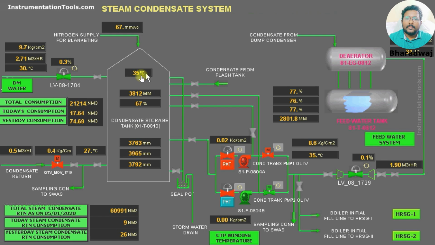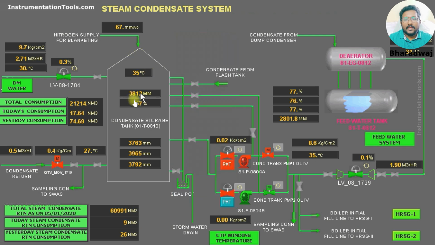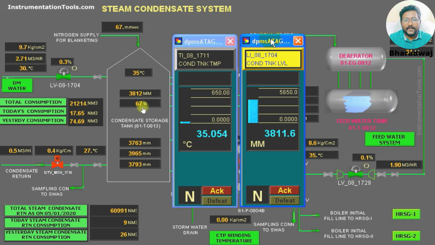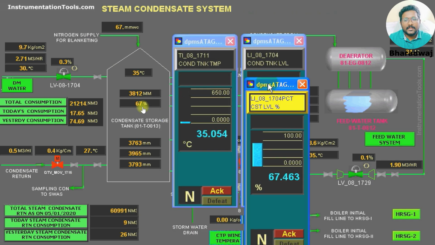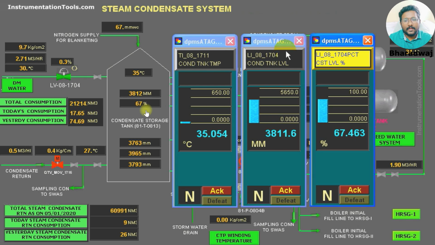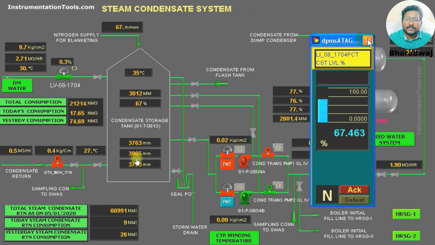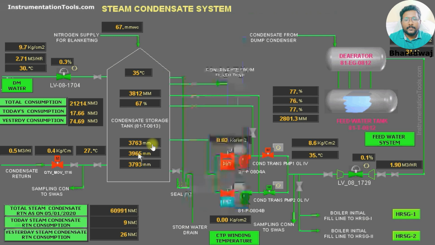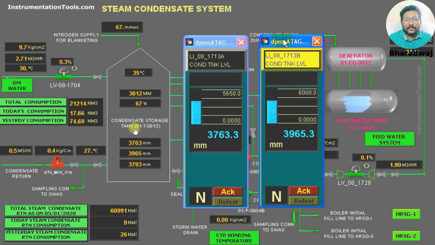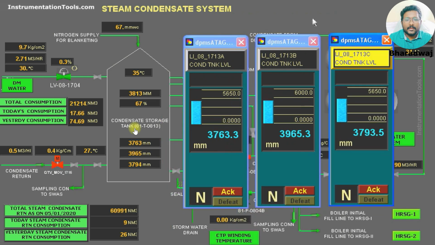The first one is the temperature transmitter. It is displaying the temperature inside the tank. And these are the level transmitter related data. What is the present level? And if you see these three, they are also level transmitters. Okay, and the unit is mm. The unit can be mm, percentage, or any related value.